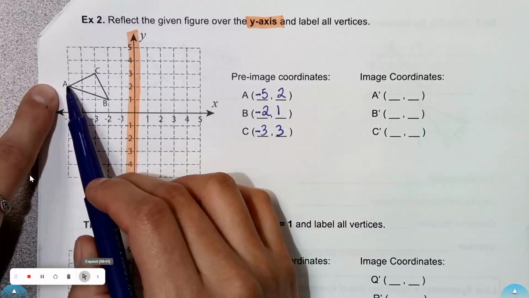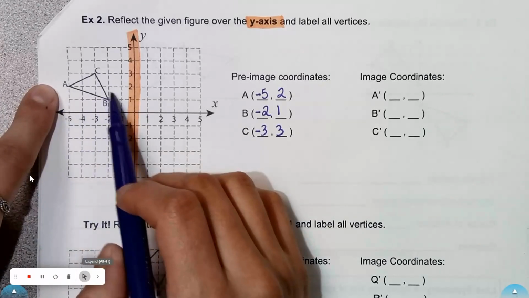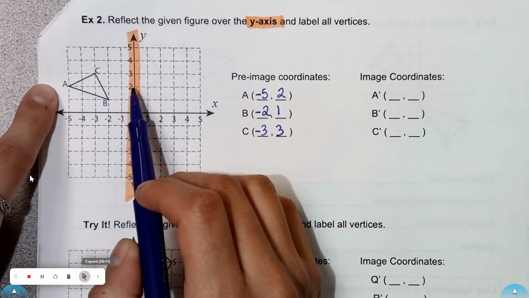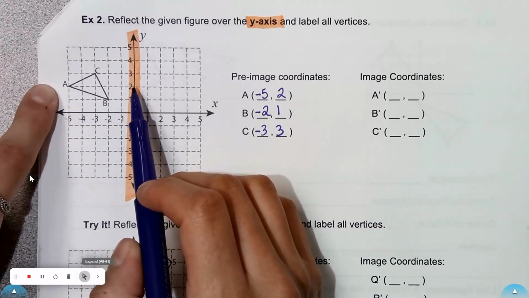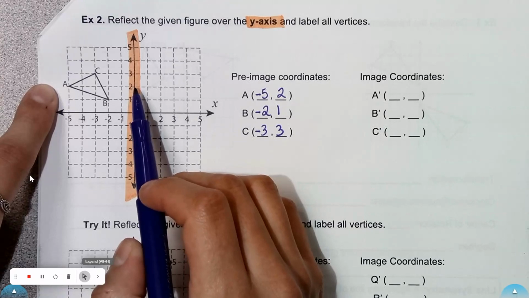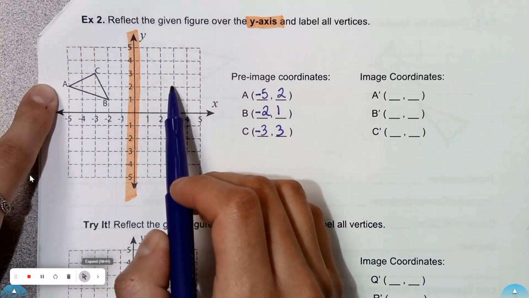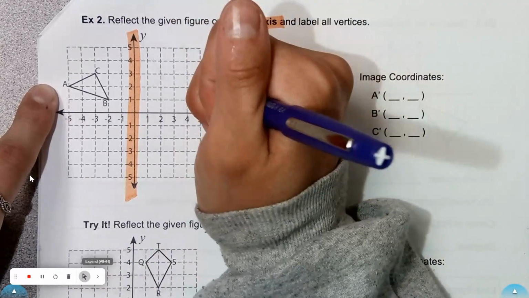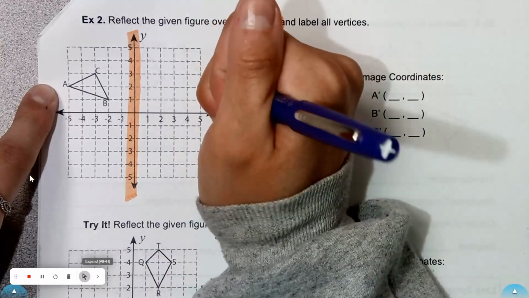So I'm going to start with A and I'm going to count 1, 2, 3, 4, 5. It took me 5 spaces until I hit the y-axis. So therefore I'm going to count 5 in the other direction. So 1, 2, 3, 4, 5. I end up right here. This is my new A prime.